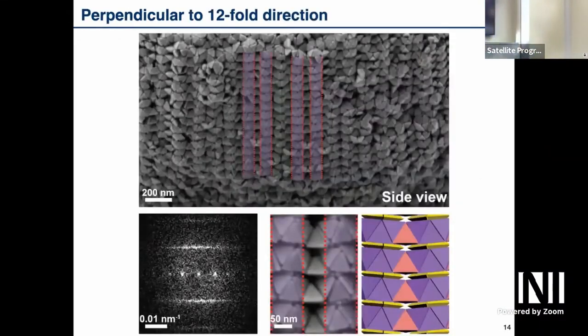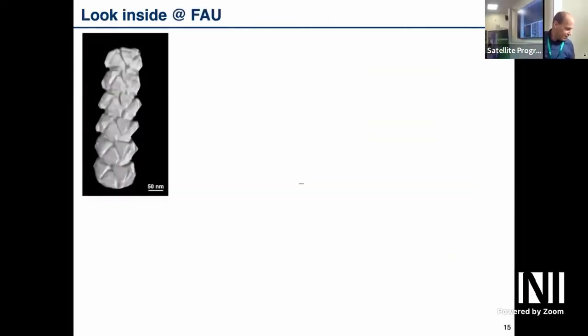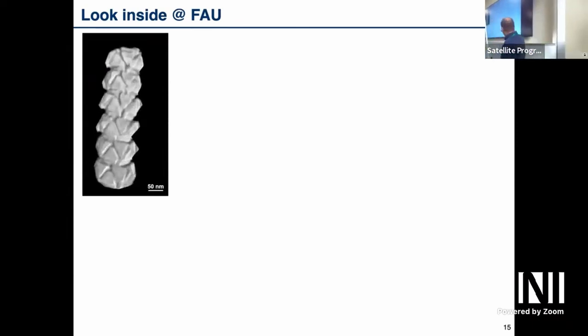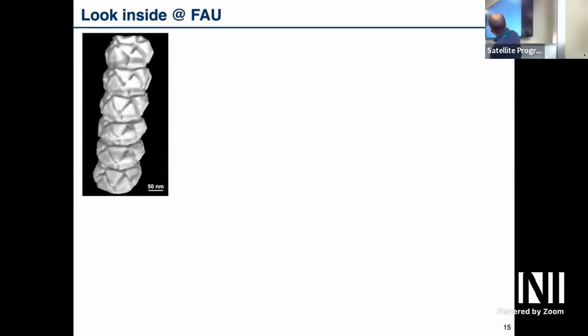And then you can look from the side, and here you see the tetrahedra. They form these layers that I mentioned. So it works pretty nicely. Here is a zoom in, and you see here the layers in this perpendicular direction. And now you can do tomography. We look from different directions and then we can extract features.